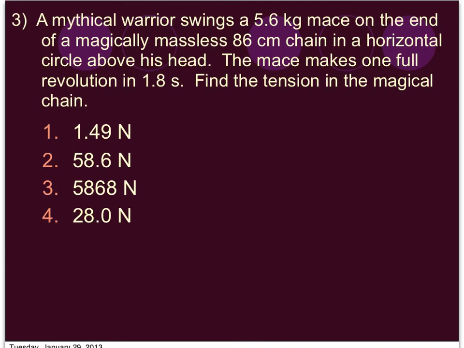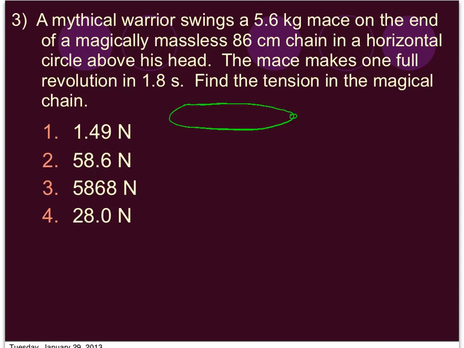Okay, in example problem number 3, you've got a mythical warrior swinging a 5.6 kilogram mace on the end of a magically massless 86 centimeter chain in a horizontal circle above his head. Okay, so this time we'll draw our circle this way, so that you can picture it's going in a horizontal circle above his head. The mace makes one full revolution in 1.8 seconds, and we need to find the tension in the chain.